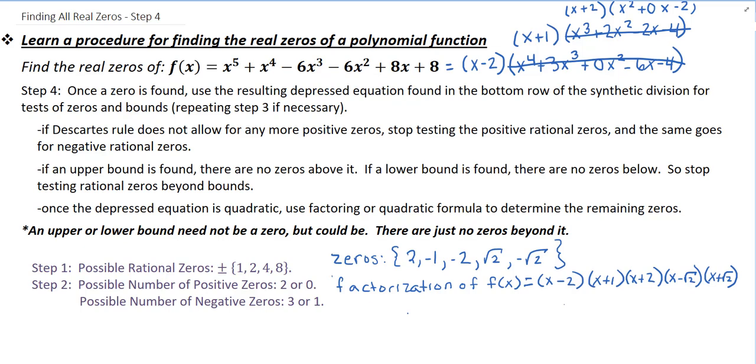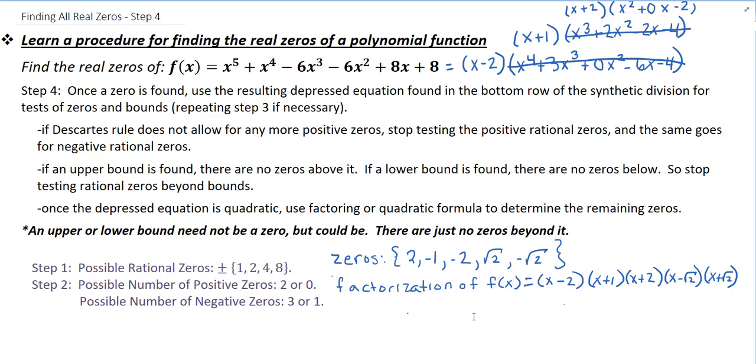So we can see after all of that work that the zeros that we found through our synthetic division and our quadratic formula are 2, negative 1, negative 2, square root of 2, and negative square root of 2. And then the factorization of f of x is just x minus each of those zeros. So x minus 2 times x minus a negative 1, which is x plus 1, times x minus a negative 2, which is x plus 2, times x minus square root of 2, times x minus a negative square root of 2, which is x plus square root of 2. And so that is the factorization of f of x.